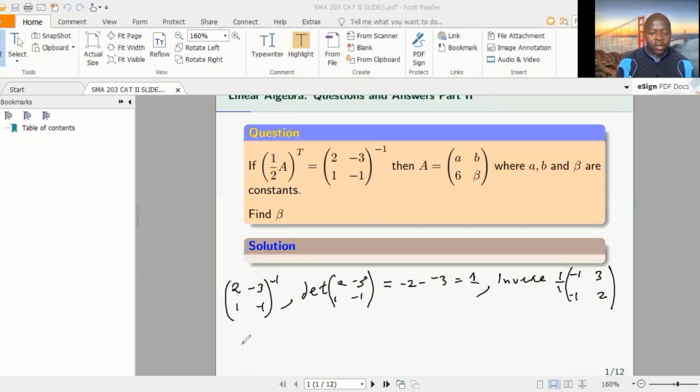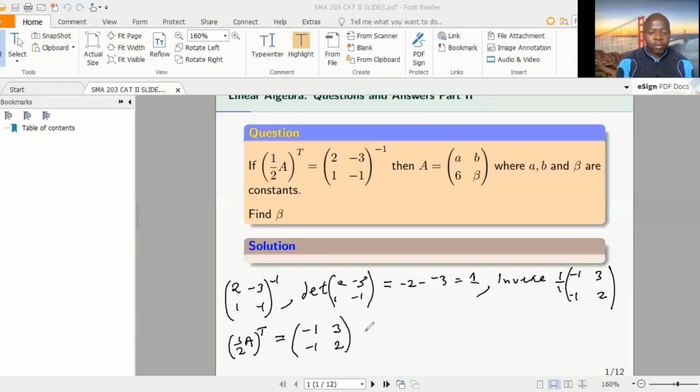So what the question is therefore saying is that a half of A, the transpose of this, is the same as -1, 3, -1, 2. That's what the question is saying, because the question says that the transpose of a half of A is the inverse of this matrix. So just find the inverse of this matrix first of all before we proceed. Now, how do we find A from this? This is a half of A transpose.